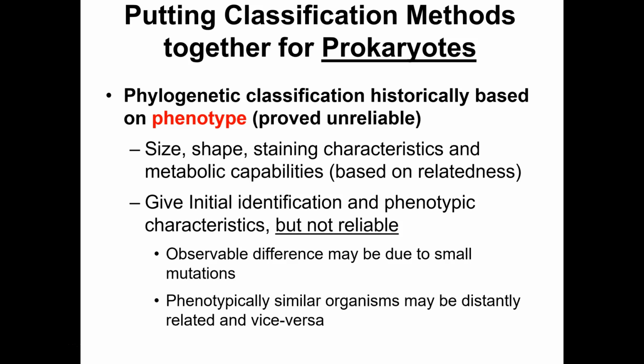But as recent history has shown, using phenotype is not particularly reliable. Okay, because you can have organisms that look and behave the same, but when you start digging into their DNA, you find out there's more genetic differences to be found. Okay, so there's a great deal of, say, smaller mutations that have accumulated, making organisms more distantly related than one would think.